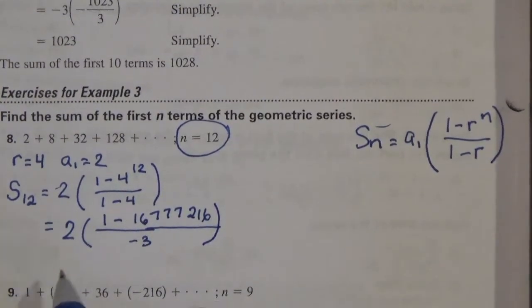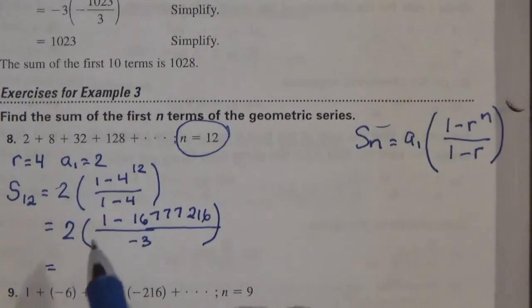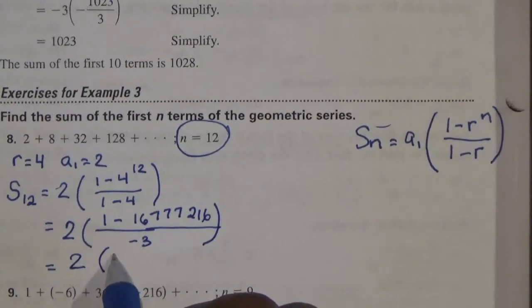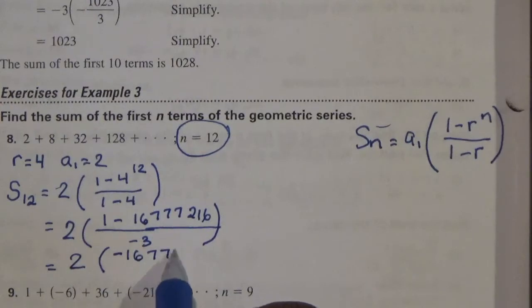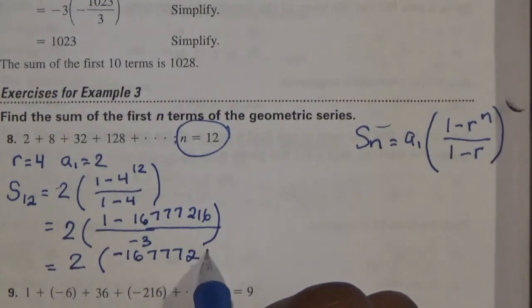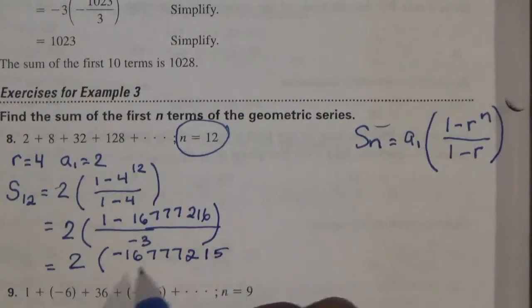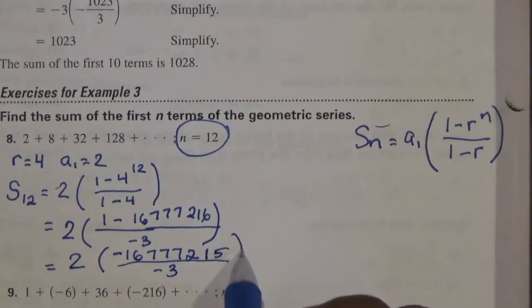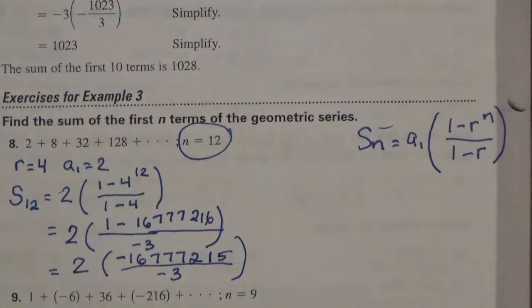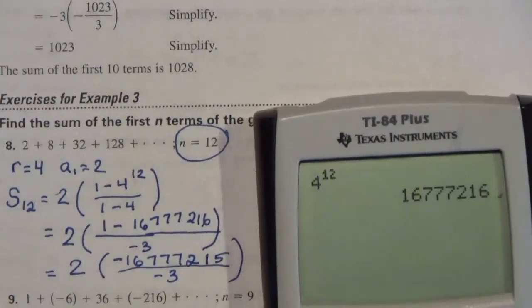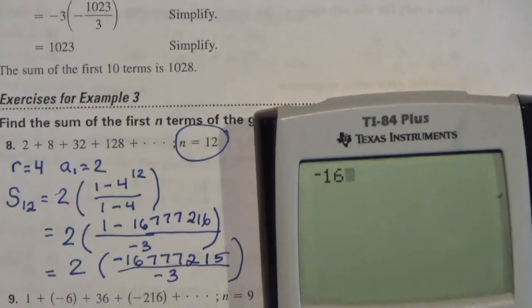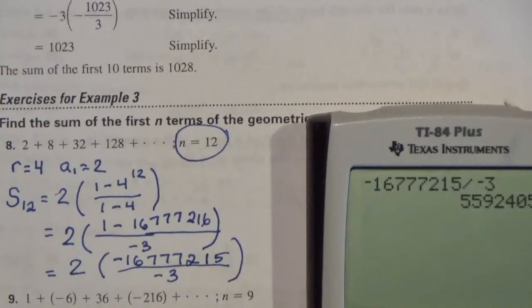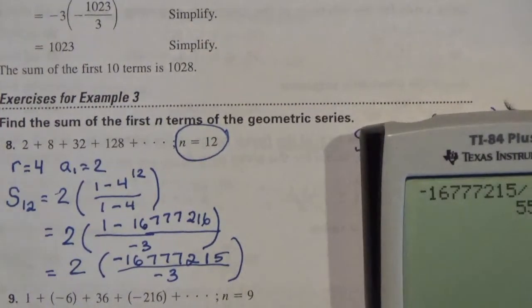Keep it going. If I evaluate my numerator, I get negative 16,777,215 over negative 3. From there I go back to the calculator: negative 16,777,215 divided by negative 3. That gives us about 5 million.